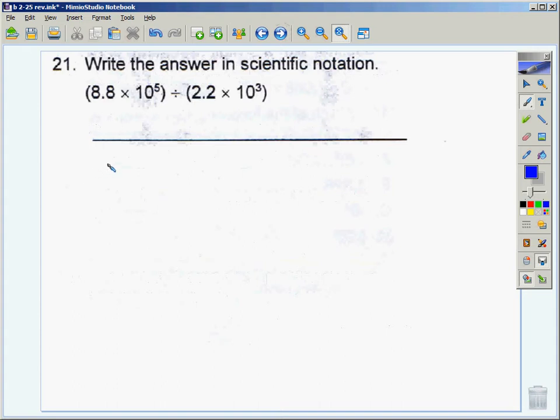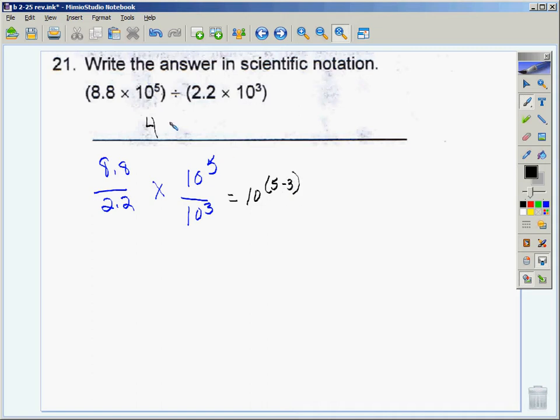Number 21. You can divide the numbers in front of the powers of 10, and you can apply the quotient rule to the powers of 10 when you're dividing in scientific notation. 8.8 divided by 2.2 is 4. When you apply the quotient rule, this would be saying 10 to the 5 minus 3, and 5 minus 3 is 2. So this would be 4 times 10 to the second power.